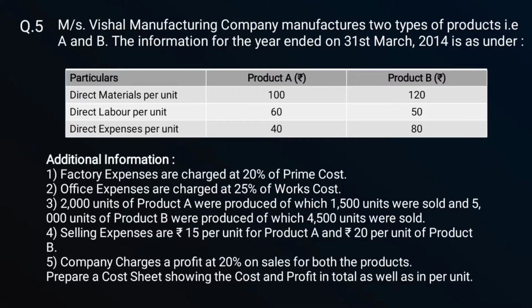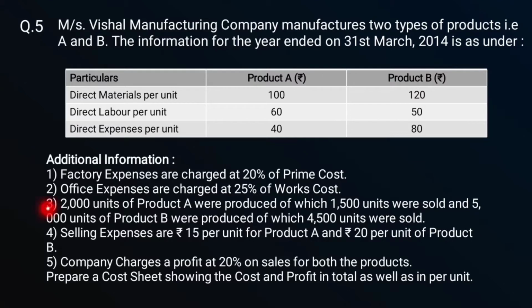So in the given table, the cost per unit is given for direct materials, direct labor and direct expenses for product A and product B. Additional information. First, factory expenses are charged at 20% of prime cost. Second, office expenses are charged at 25% of works cost.